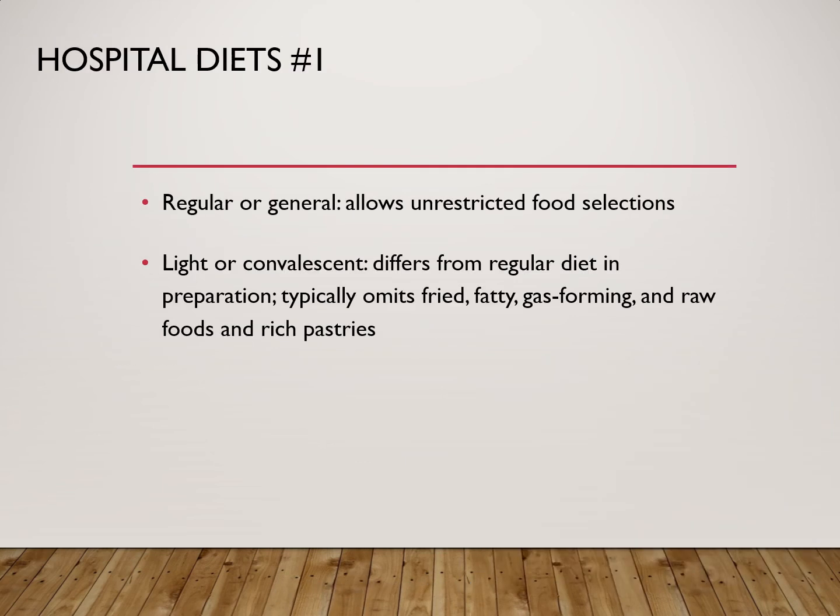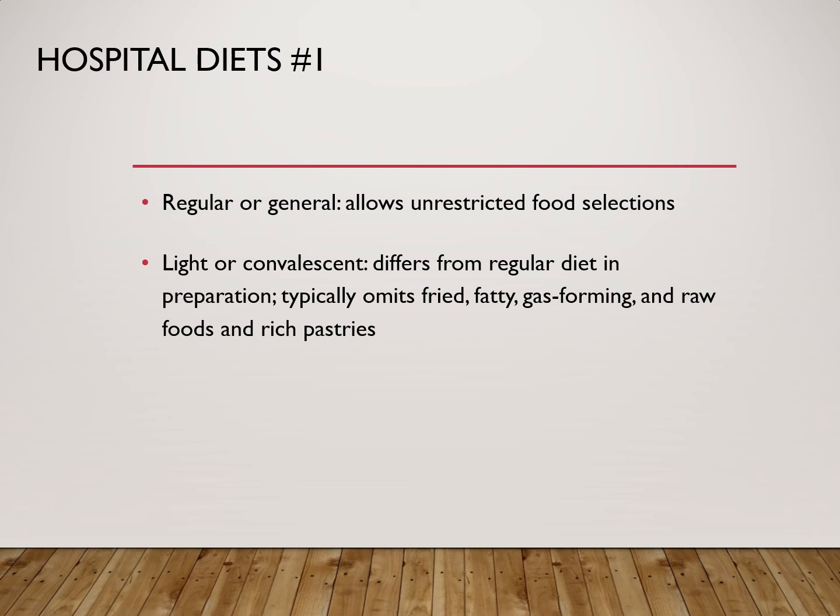Hospital diets. Some common hospital diets include the following: regular or general, which allows unrestricted food selections; light or convalescent, differs from regular diet in preparation, typically leaves out fried, fatty, gas-forming, and raw foods and rich pastries. Soft diet contains foods soft in texture, is usually low in residue and readily digestible, contains few or no spices or condiments, provides fewer fruits, vegetables, or meats than a light diet.